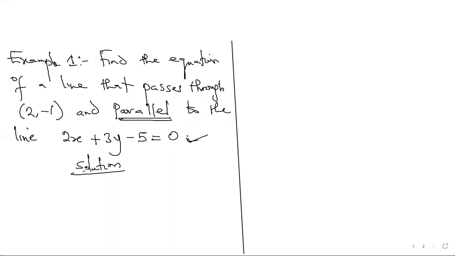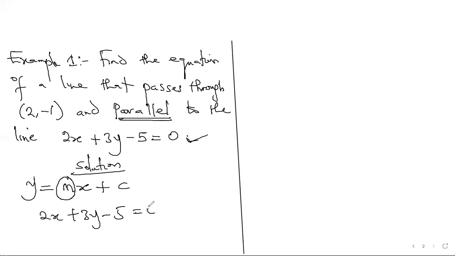So how do I get the gradient of this line? I need to write it in the general form y = mx + c. If I can write it in this form, then I know that the coefficient of x will be the gradient. So what I need to do is just make y the subject of the formula. So let's do that. 2x + 3y - 5 = 0. So how do I make y the subject? I move 2x and 5 to the other side.